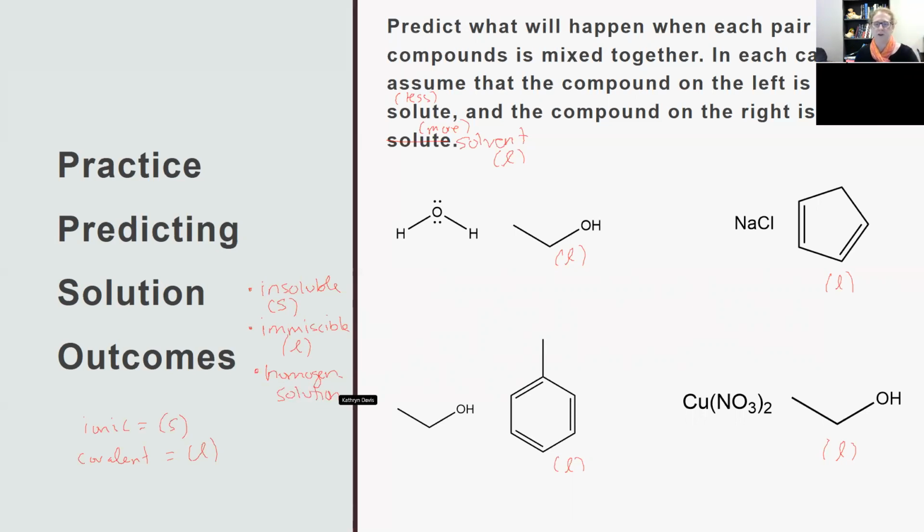So let's make our predictions. And again, we'll move from left to right and top to bottom. And let's see what happens. I'll reveal them one at a time. So pause and give it a try.